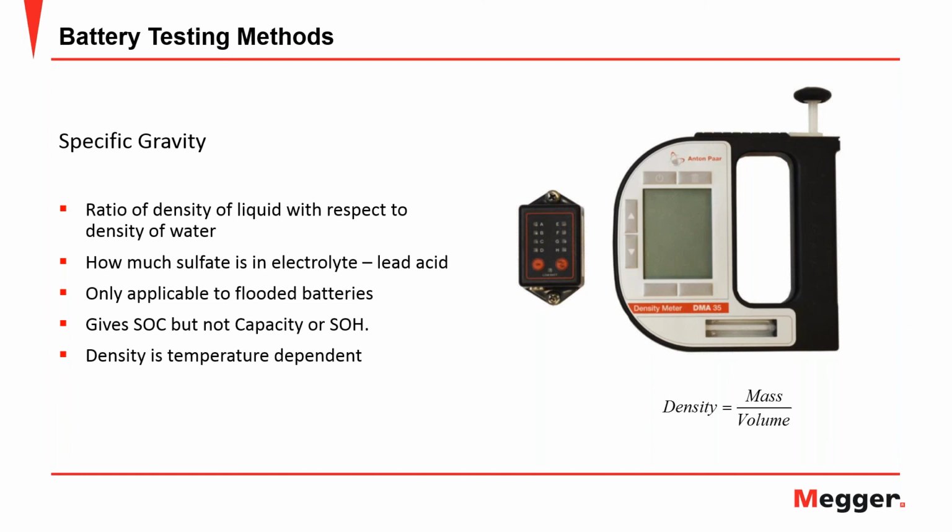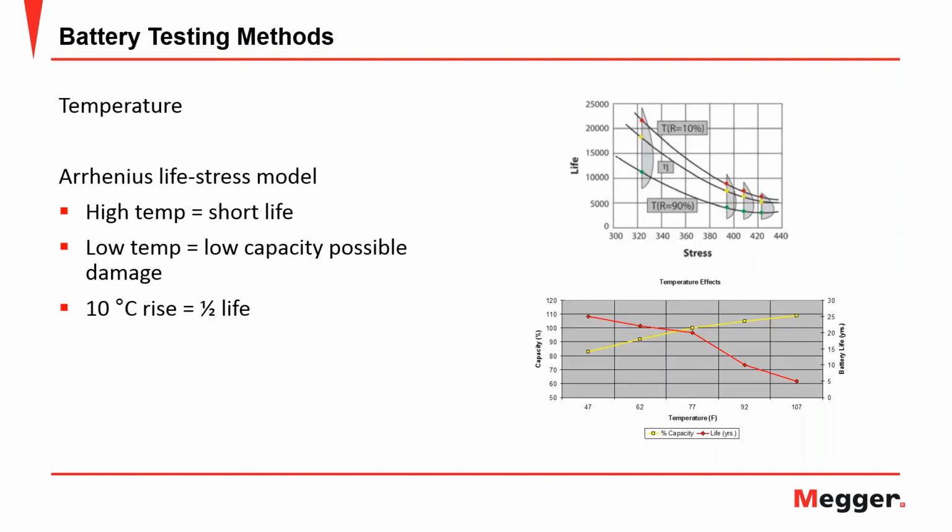Temperature. We have what's called the Arrhenius effect. Now, I've been talking about how temperature is the enemy of batteries, and that's basically because temperature, as it goes up, accelerates chemical reactions. And the general rule of thumb, regardless of chemistry, is as soon as you increase the temperature by 10 degrees Celsius, you're going to halve the life of the battery. That's a general rule across the board.